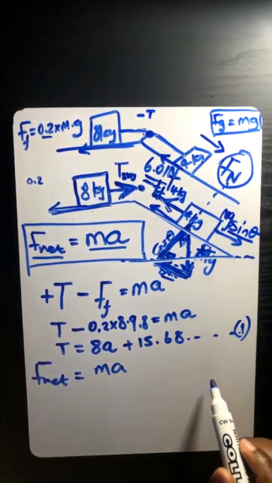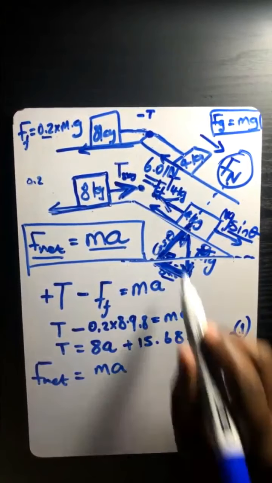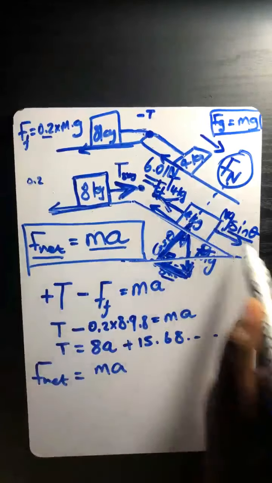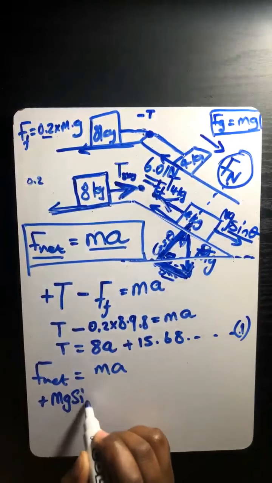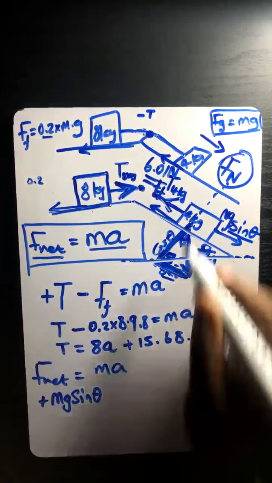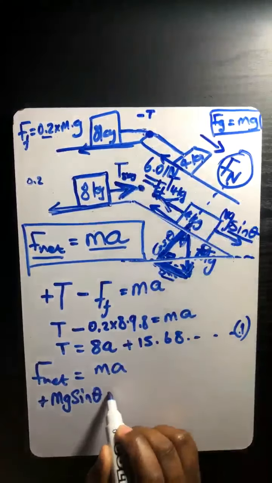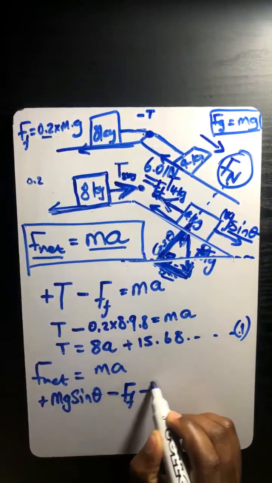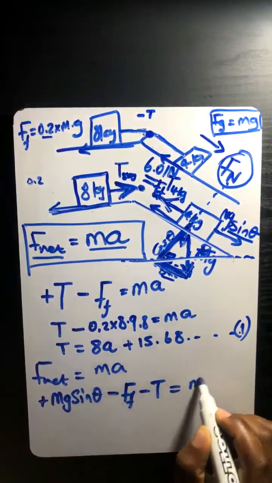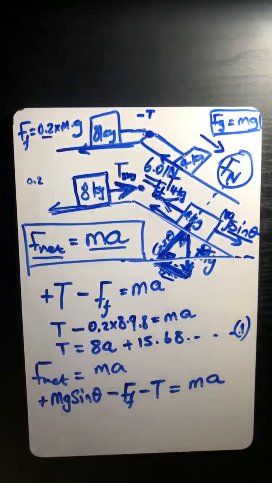So let's now add all the forces acting there. We have this one in that direction, which is positive mg sine of angle. We have those two in the opposite directions. That means we have a force of friction. We also have minus tension. All of this equals ma. Does that formula make sense?